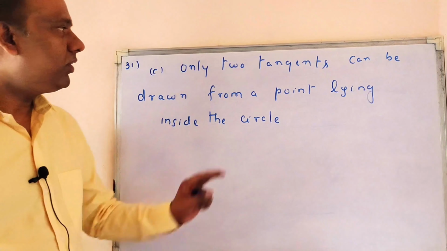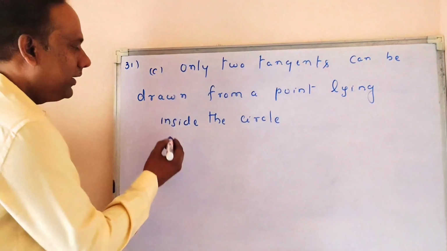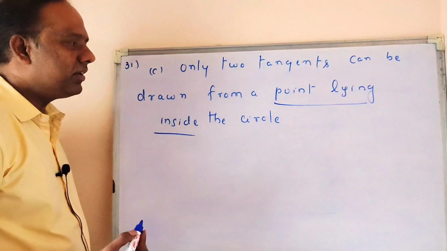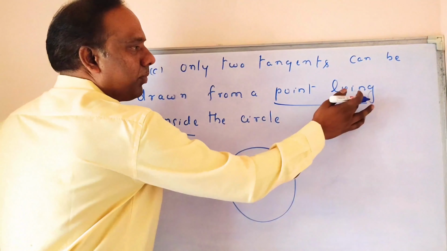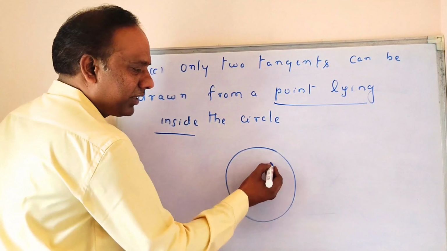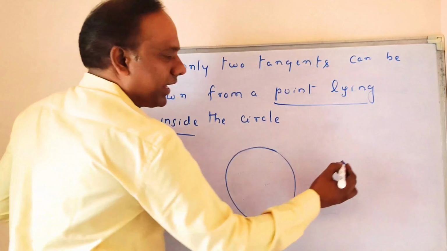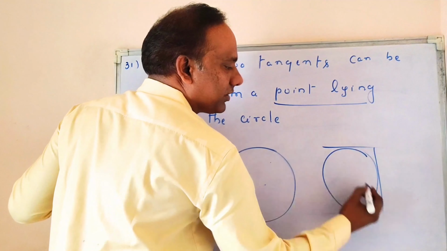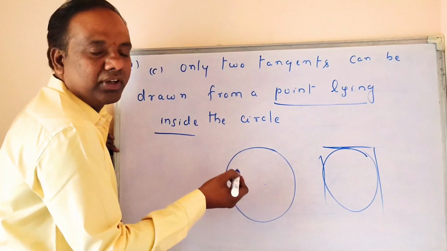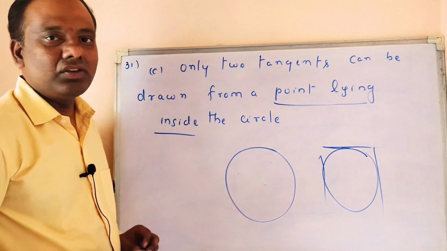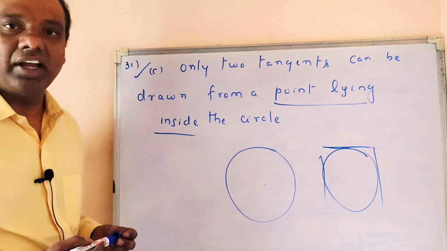But in option C, they gave that only two tangents can be drawn from a point lying inside the circle. Suppose it is a circle and the point is lying inside the circle. Suppose you take any point here. In this case, we can't draw a tangent. Suppose the point is inside the circle, we can't draw the tangent. So it is actually a wrong statement. So option C is the correct answer.